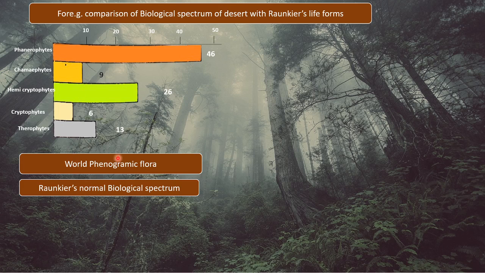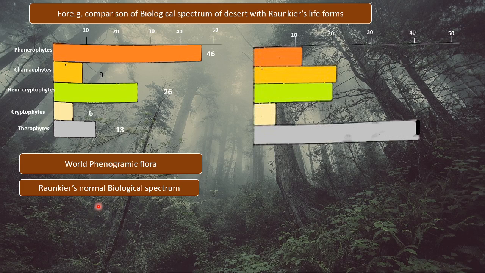Therefore this is called world physiognomic flora. That is, what is the percentage of each of the life form flora present in the world. Therefore, this is called Raunkiaer's normal biological spectrum. Now, as I told, after we have prepared our biological spectrum of the area, we have to compare that biological spectrum with the Raunkiaer's normal biological spectrum.